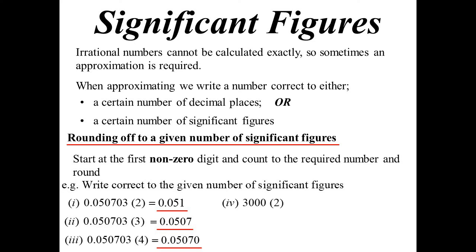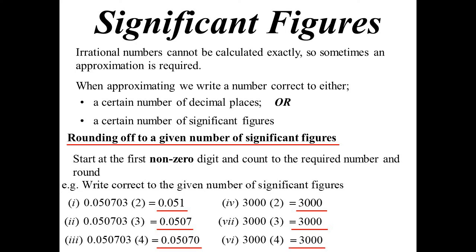Now, whole numbers can get confusing. I'm going to round this off to 2 significant figures. First number that's not a 0 is 3. So I'll start at the 3, I'll count to the next one, 0, round off. Oh, okay, so it's 3,000. To 3 significant figures, I'll start at the 3 and I'll count 1, 2, 3, round off. It's 3,000. All right, let's do it to 4 significant figures. I'll start at 3 and keep counting. It's 3,000. They're all the same.